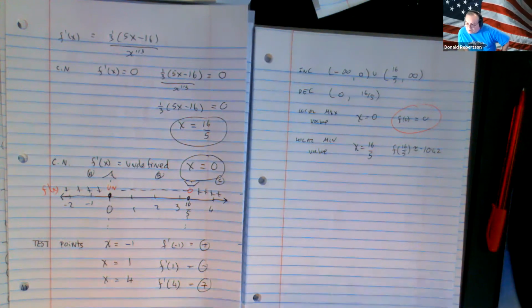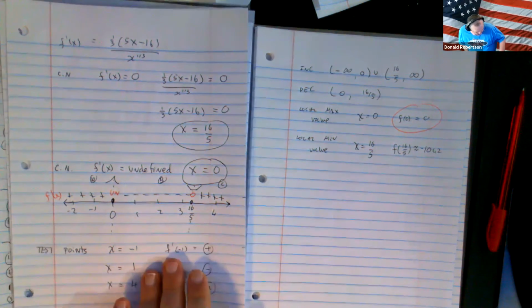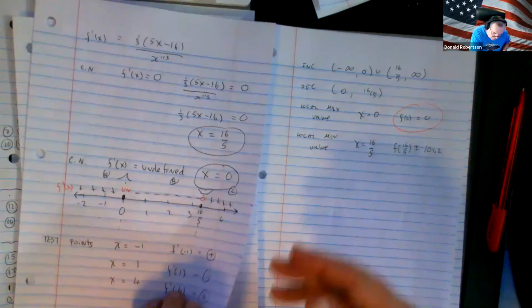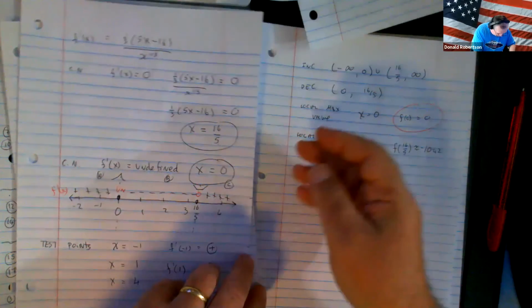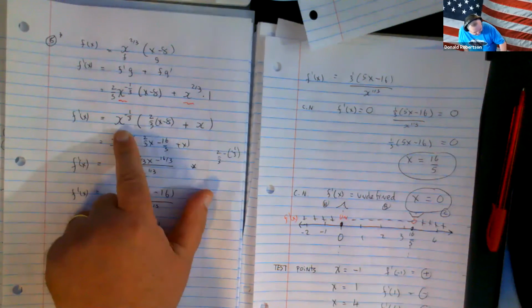Okay, so increasing, decreasing, local max, local min. The bottleneck, my guesstimate, is going to happen when you were differentiating the thing, and you had to factor it.